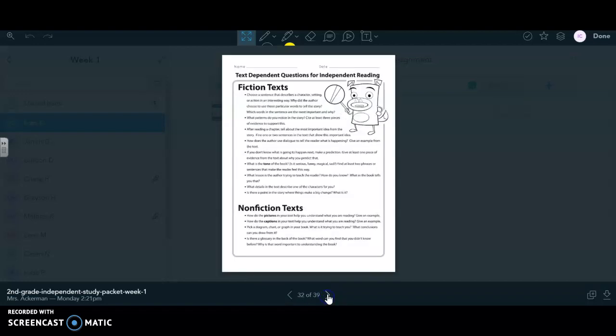This next part is text-dependent questions for independent reading. So you're just reading what fiction texts are and what nonfiction texts are. You don't have to answer any questions.